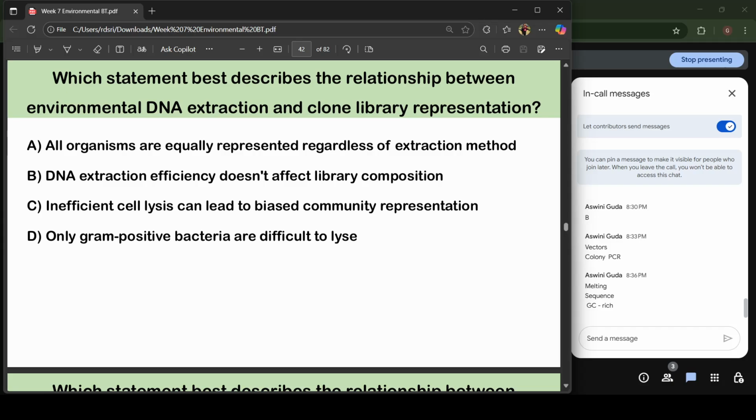So next is again a choose the right option. Which statement best describes the relationship between environmental DNA extraction and clone library representation?